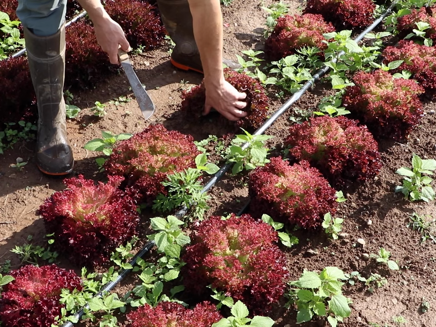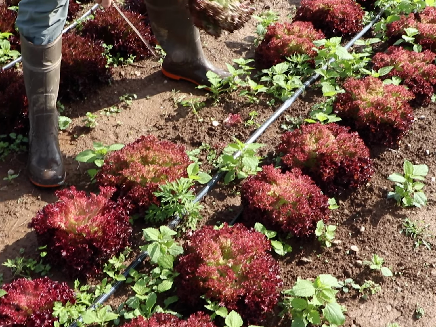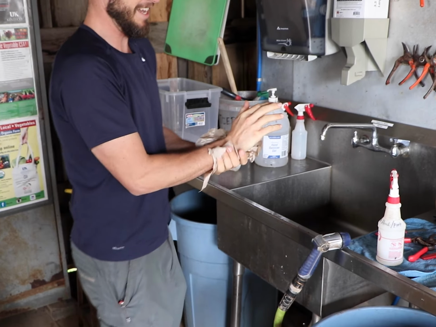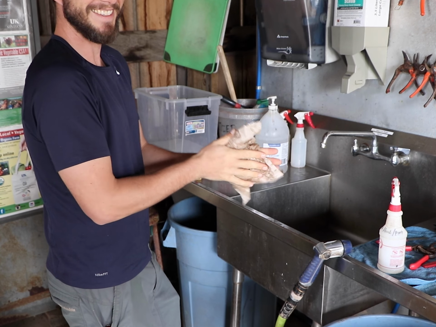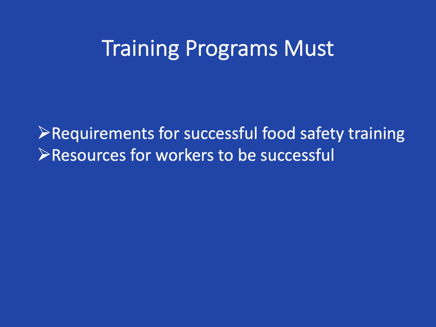Workers are essential to any farming operation, but they can also pose food safety risks. They can carry and spread pathogens on their hands, clothing, footwear, tools, equipment, or through illness and injury. To reduce these risks associated with workers, this module will help growers understand the requirements for an effective food safety training and what resources workers will need to perform their jobs successfully.